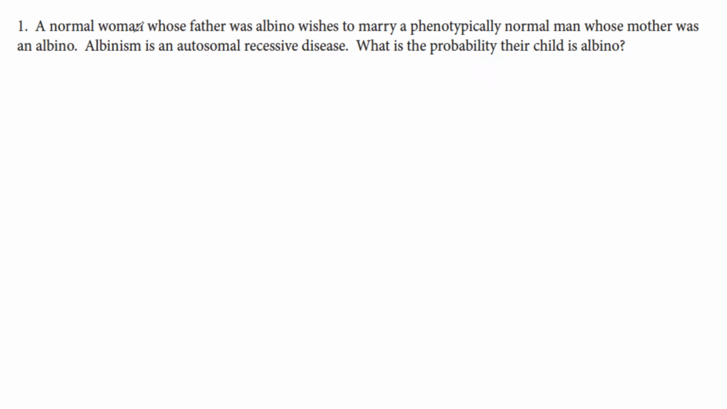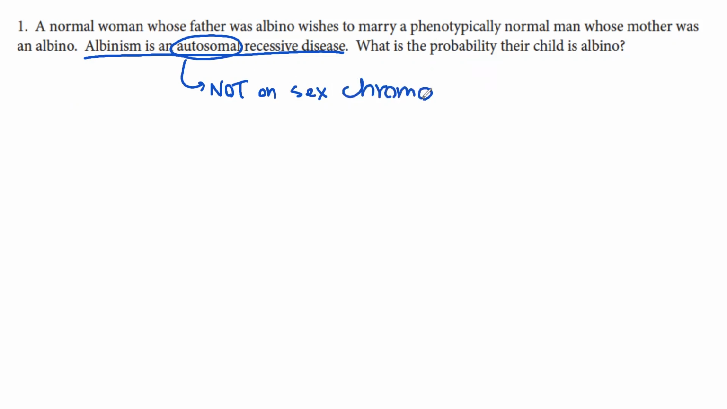So we have a normal woman, she wants to marry a normal man, but both of them have albino parents, and we know that albinism is an autosomal recessive disease. Autosomal just means it is not on a sex chromosome, which will mean more once we start dealing with sex chromosomes. And it's recessive, so that lets us know that little a, those will appear albino.